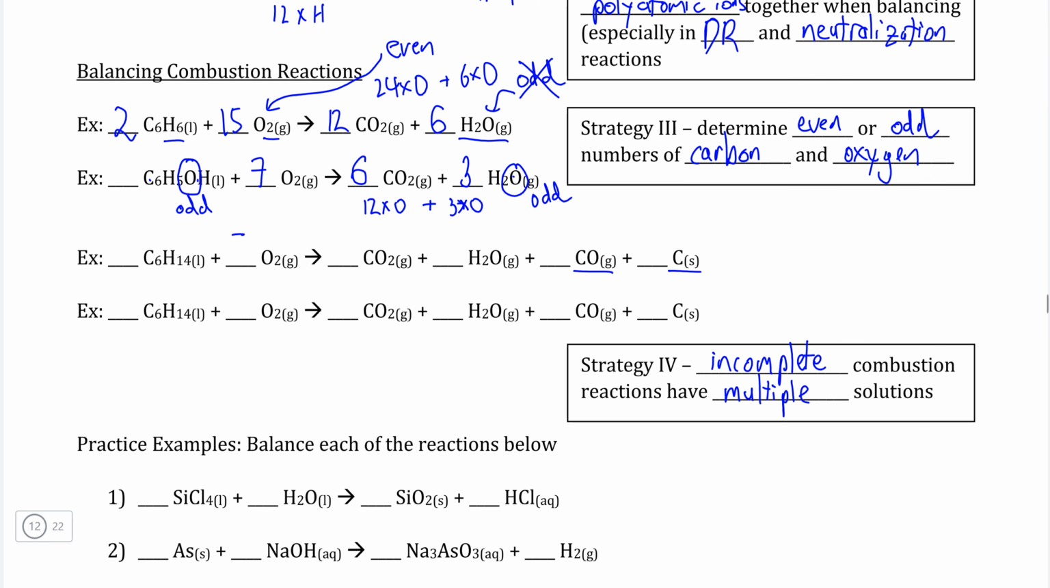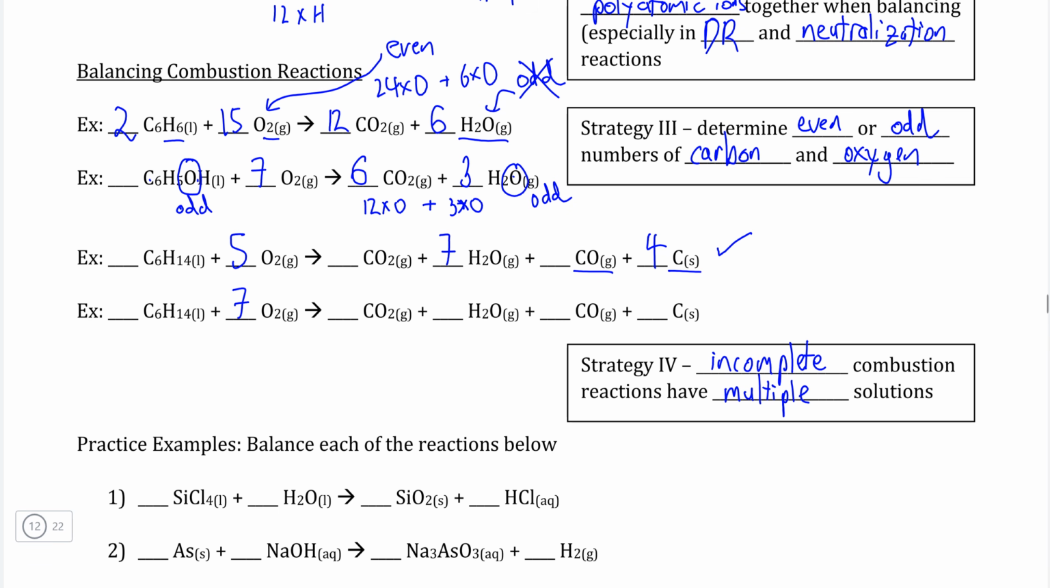Instead, what I'm going to do is fill in the balancing coefficients one way just so that we can see. So again, we have 6 carbon in our reactants, 1 from carbon dioxide plus 2 from carbon monoxide plus 4 is 6, 14 hydrogen, 7 times 2 is 14 hydrogen, and if we count oxygen, 2 plus 7 is 9, plus 1 is 10 oxygen, 5 times 2 is 10 oxygen, so this balancing coefficient set works this way.